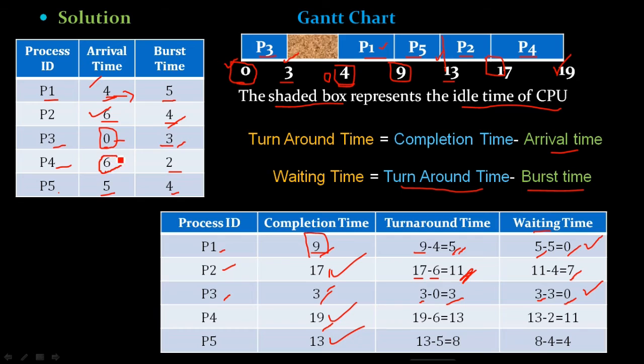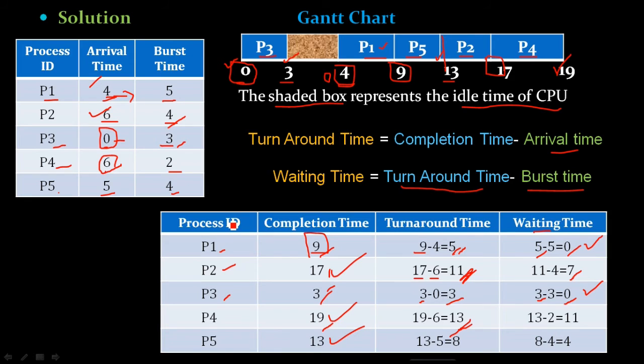And next, turnaround time minus burst time is the waiting time. The turnaround time we have just calculated, that is 13. 13 minus 2, where 2 is the burst time. So we have to take the value 2 from here. So 11 is the waiting time.